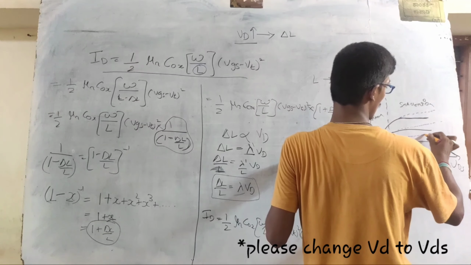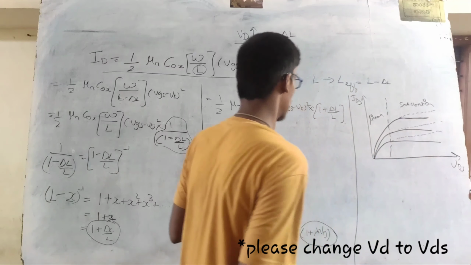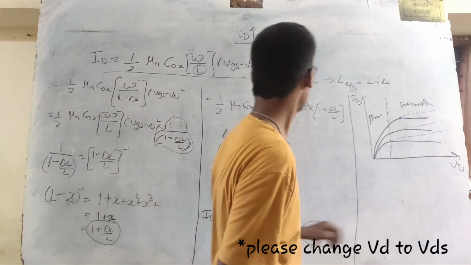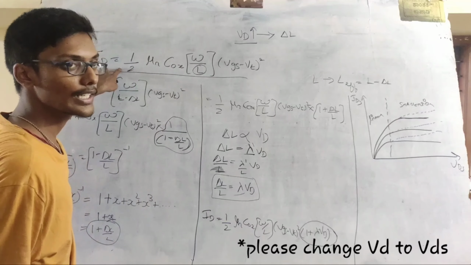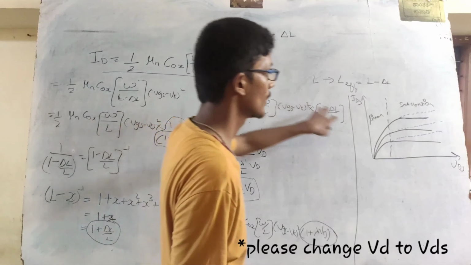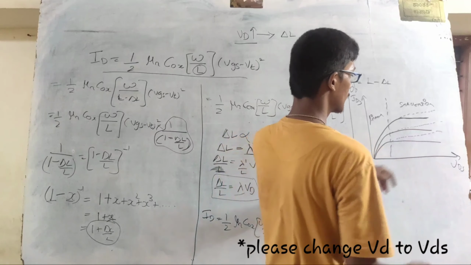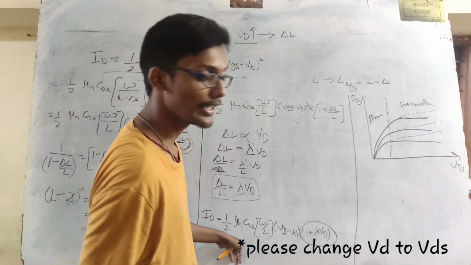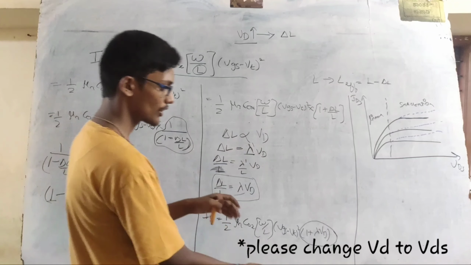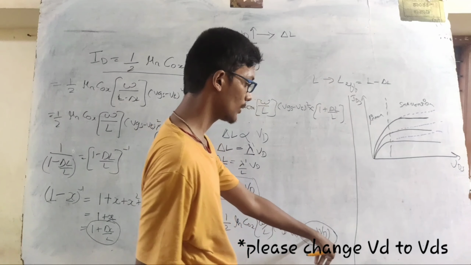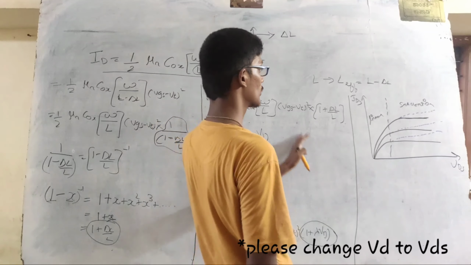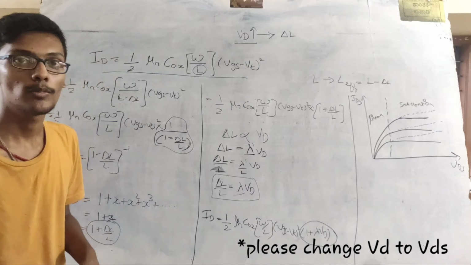So ID will be like this. The black ones are for the ID drain current equation without channel length modulation, and the violet ones are for the ID drain current when channel length modulation, that is 1 plus lambda into VD, is considered. So this is the whole concept of channel length modulation. Thank you.